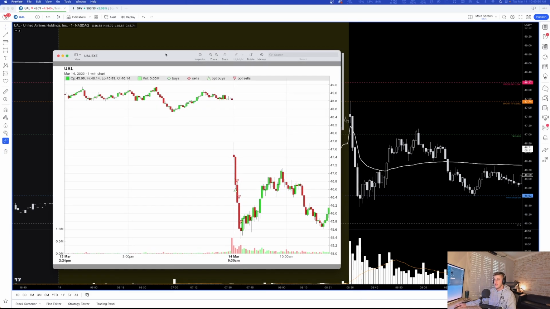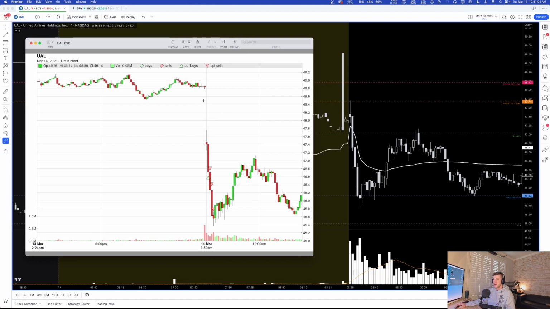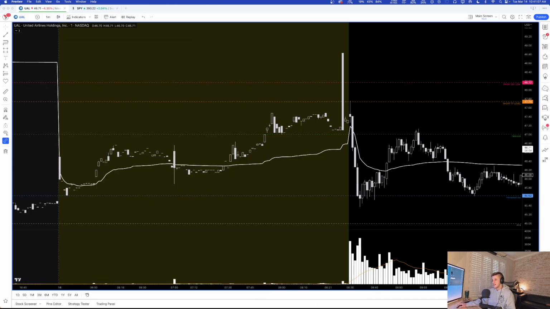Initial entry was around 0.50, so 50 cents on the puts, and the final exit was around 0.90, so almost 100% gain on this trade. This was an opening drive style of trade in a stock that was gapping with fresh news. That's the breakdown on the play.